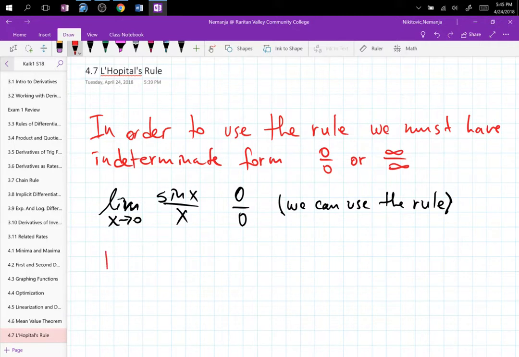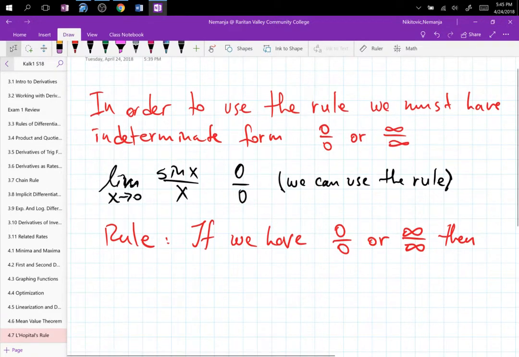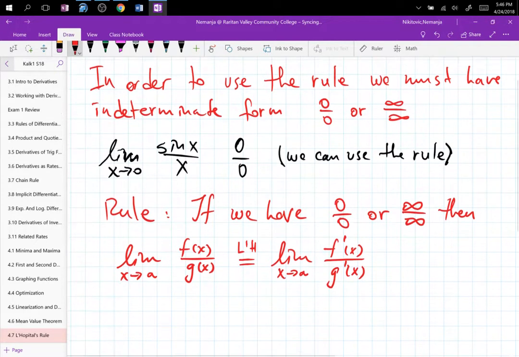So, the rule states the same. If we have 0 over 0 or infinity over infinity, then the limit of f of x divided by g of x, as x is going to either a number or infinity or whatever, so x goes to, let's say, a, we put the L apostrophe H over the equal sign, and we write the limit of f prime of x divided by g prime of x as x goes to a. So that's that.